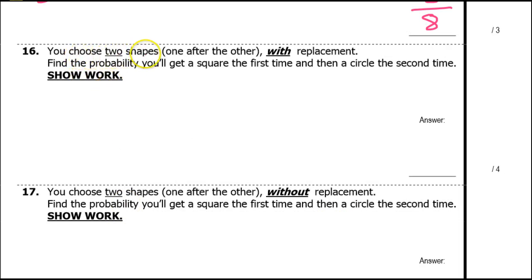Problem number 16. You choose 2 shapes, one after the other, with replacement. That means we're starting fresh when we choose the second shape. Find the probability that you'll get a square the first time and then a circle the second time. So here's the main thing. Whenever you're choosing 2 shapes or 2 cards or 2 marbles or whatever it is, if you're doing 2 things in a row, you are going to multiply the probabilities. So I need to find the probability of getting a square, and then multiply that times the probability of getting a circle the second time.